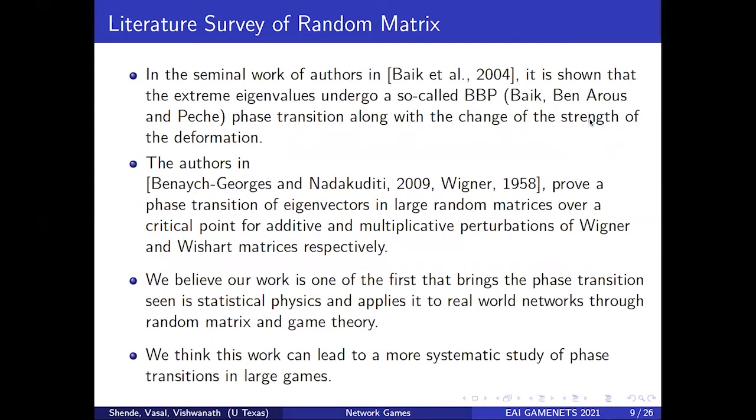From the random matrix literature, we have seen the work of authors in Bike, where they show that the extreme eigenvalues undergo a BBP phase transition, which changes with the strength of deformation of this random matrix. One of the biggest works by Benyak Georges and Nara Kutiti in this space is that the phase transition of eigenvectors in large random matrices undergoes a change over a critical point for additive and multiplicative perturbations of Wigner and Wishart matrices, respectively.